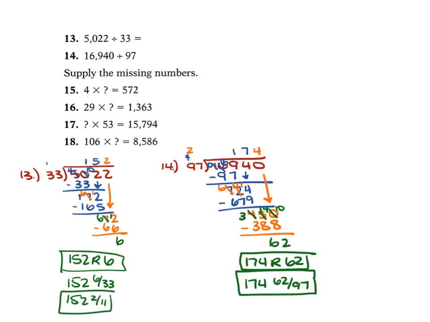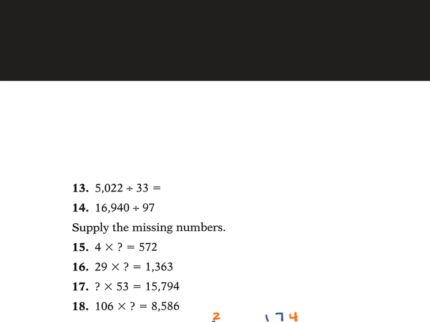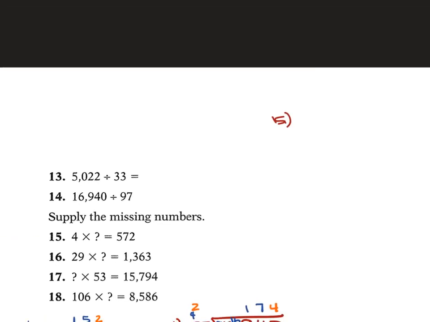For 15 through 18, we're simplifying the missing number. So for 15, we have 4 times what is 572? Well, if we divide the 572 by 4, it'll give us that number. So I'm just going to move up here. So I have my 4 on the outside, my 572 on the inside. So 572 divided by 4 is what we're doing.